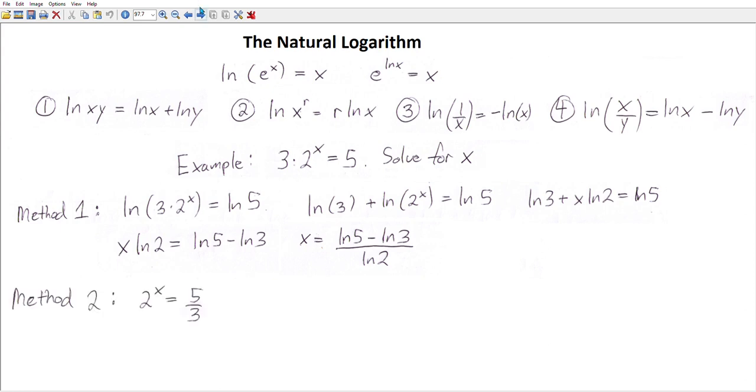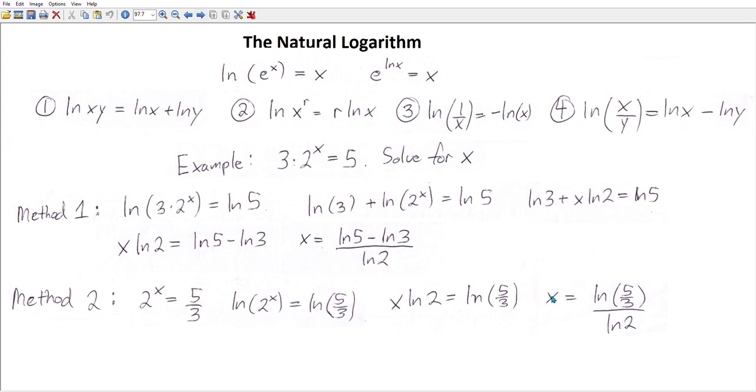Method 2 is to take this equation, and before we take logs, divide by 3. So we get 2 to the x is 5/3. Now we're going to take the log of both sides. We get the log of 2 to the x is the log of 5/3. And log of 2 to the x as before is x log 2. And now we just divide through by log 2. And we've got x is equal to log of 5/3 divided by log 2.